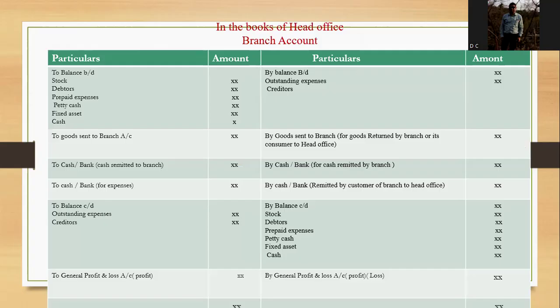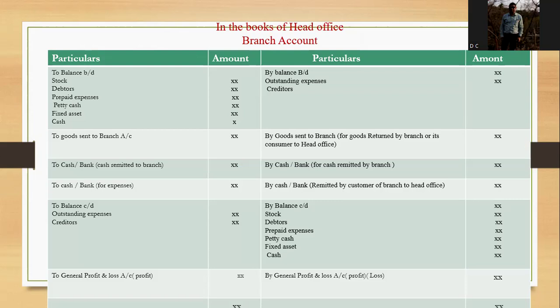Now, if we want to prepare the branch account in the books of head office under the debtor system, there is a format of branch account under the books of head office. In the examination also, students have to prepare the branch account in the books of head office. So there are two sides, debit side and credit side. I have not written the debit and credit.